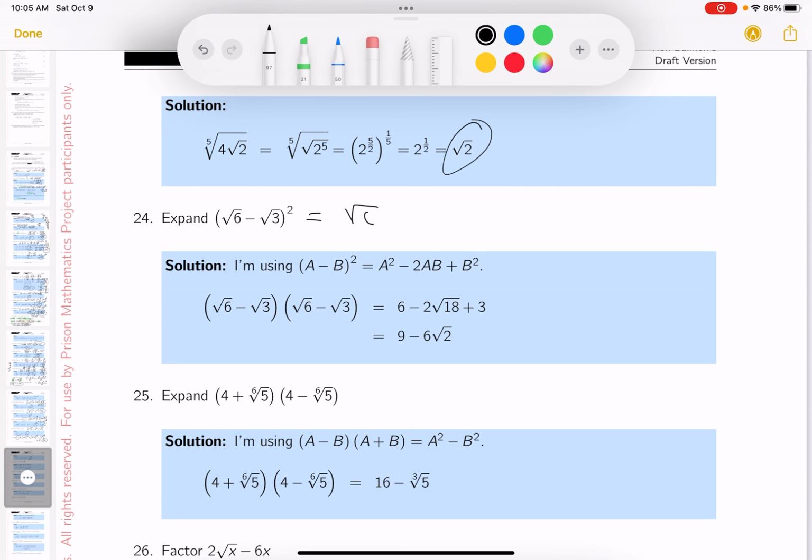It's root 6 minus root 3, and we have to square it. I'll write that down for you. Again, some students argue that they can do this without writing it down. I'm not saying you can't do it without writing it down. I'm just saying I want to write it down for students that need it written down.